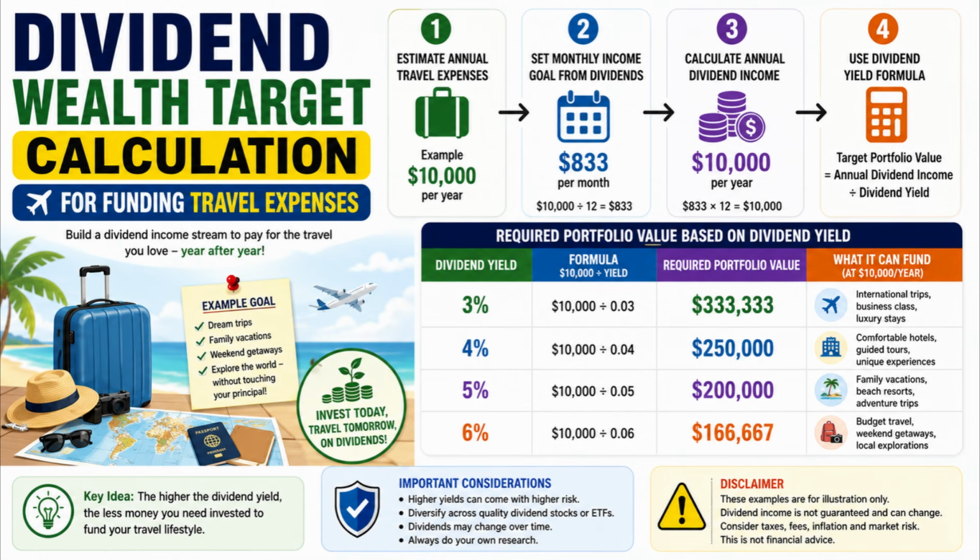In simple terms, if your goal is to fund $10,000 in annual travel expenses using dividends, you may need roughly $166,667 to $333,333 invested, depending on the dividend yield. This gives a clear estimate of how much capital may be required to travel today, tomorrow, and in the future using dividend income. Finally, remember that this example is for educational purposes only.